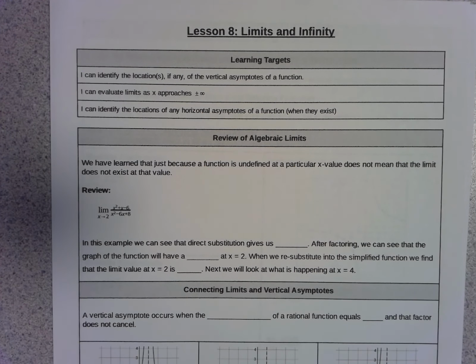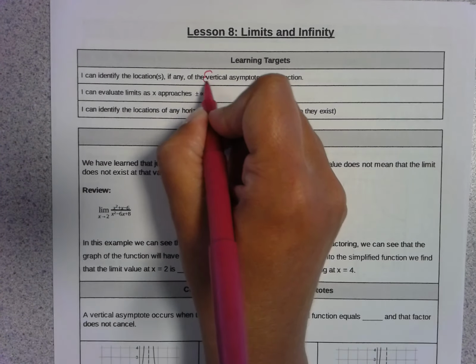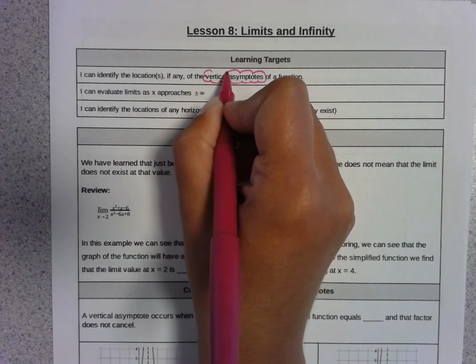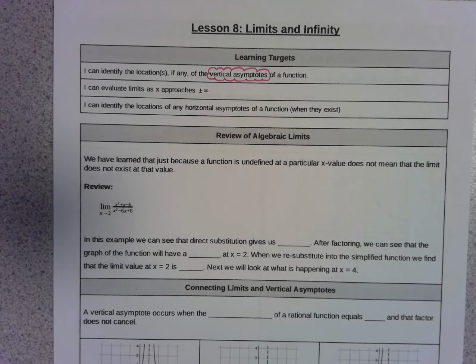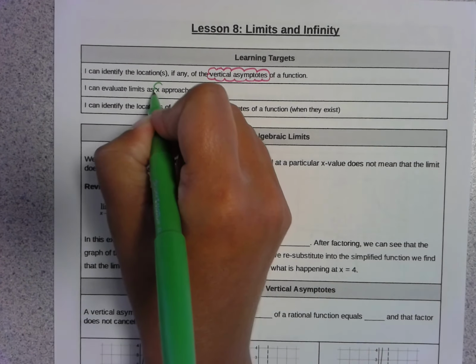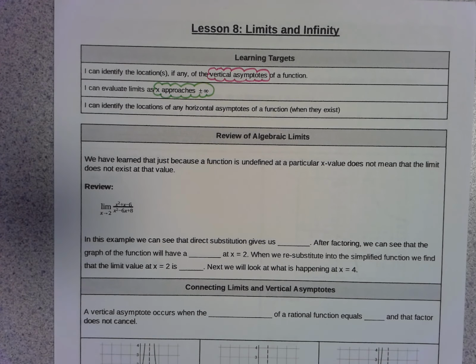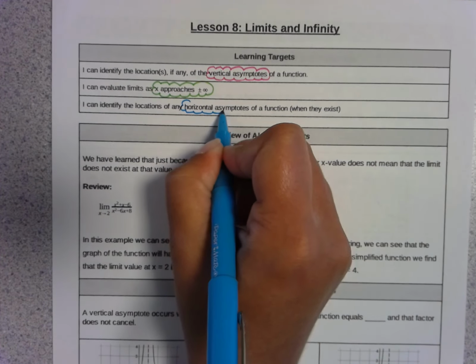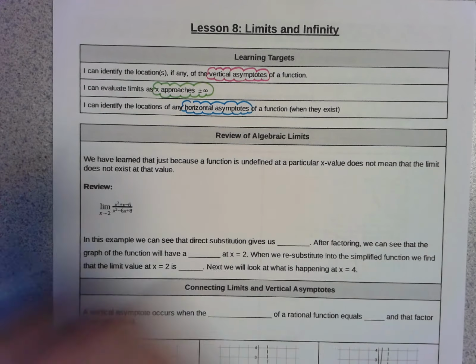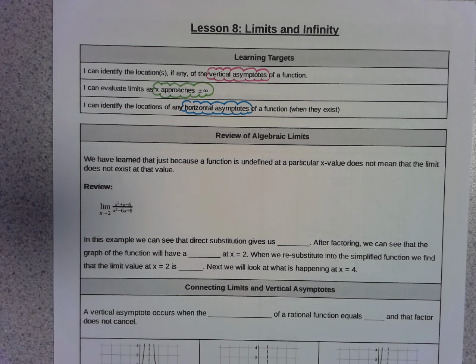So the learning targets for today are: I can identify the locations, if any, of the vertical asymptotes of a function. So one of the things we're going to be looking at today when we connect infinity and limits is vertical asymptotes. The second learning target is I can evaluate limits as x approaches positive or negative infinity. So we're looking at x approaching infinite values. And finally, I can identify the locations of horizontal asymptotes of a function when they exist. So we're also, in addition to vertical asymptotes, going to be examining the connection between limits and horizontal asymptotes.